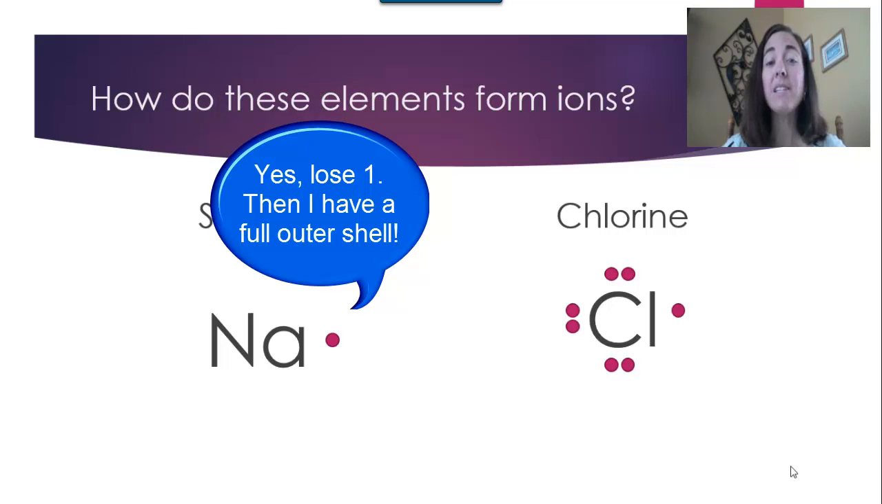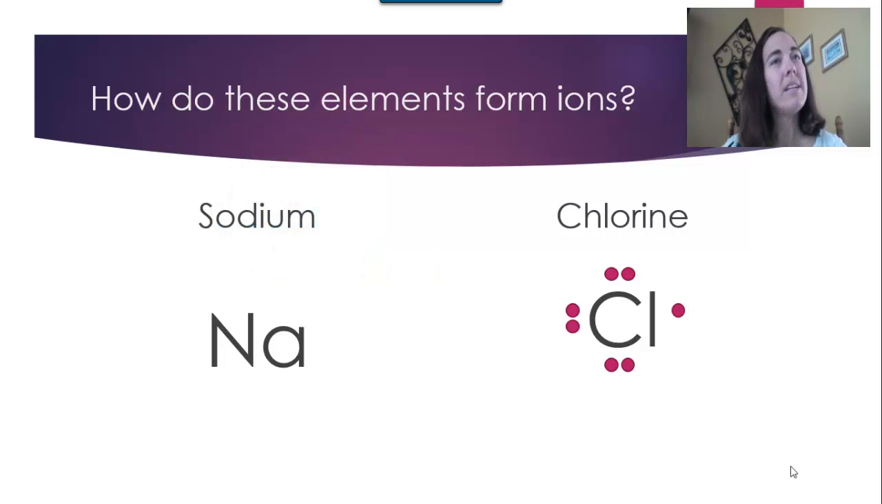That 1 valence electron is going to disappear, and when it disappears, think about what that does to the charges. We've lost 1 negative electron. So an atom that loses electrons is going to end up with a positive charge. That's the notation for the sodium ion.